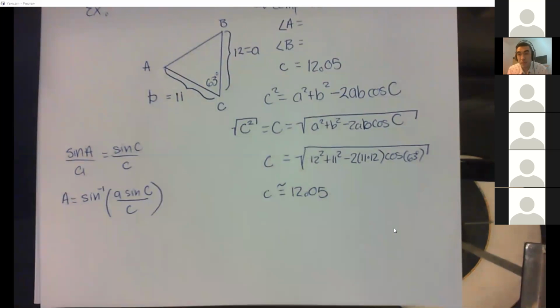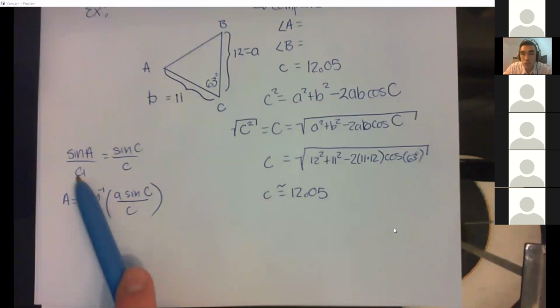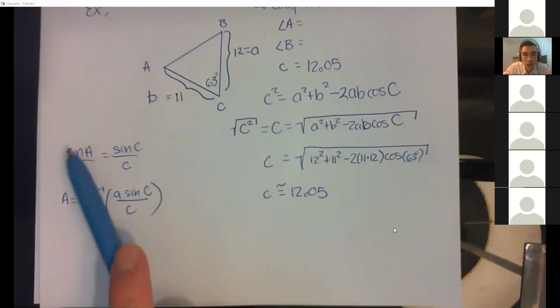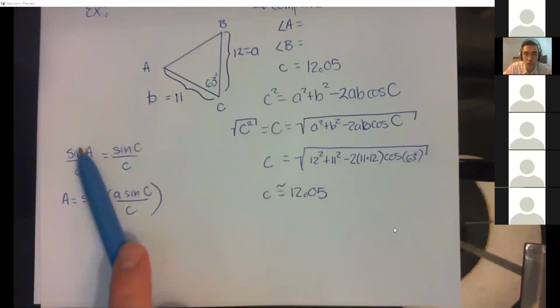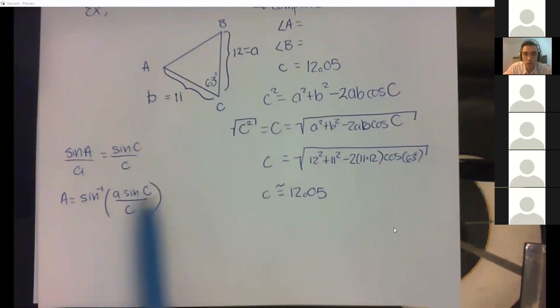A is going to be equal to the inverse sine of a sine C over c. This is the same manipulation as we did in the warm-up. It's one that you should get comfortable with. Multiply both sides by a, that gets sine A alone, and then hit this with an inverse sine to get A alone. And so we get the inverse sine of a sine C over c.